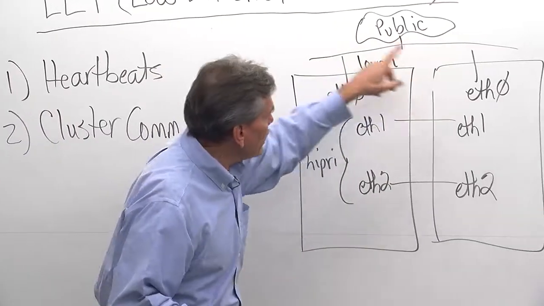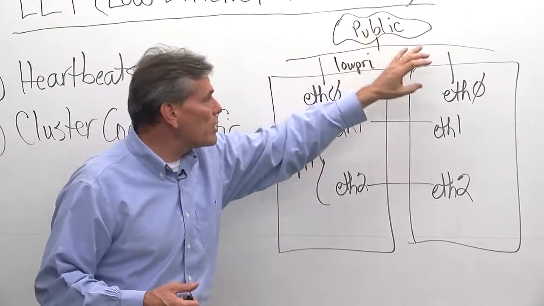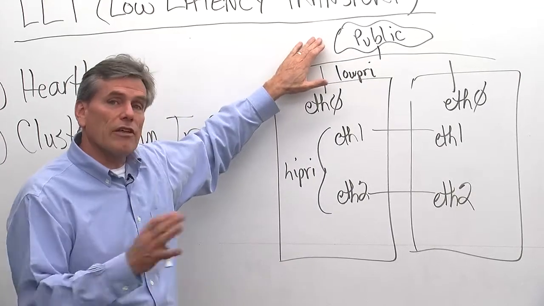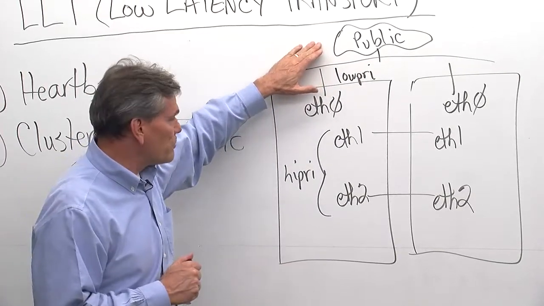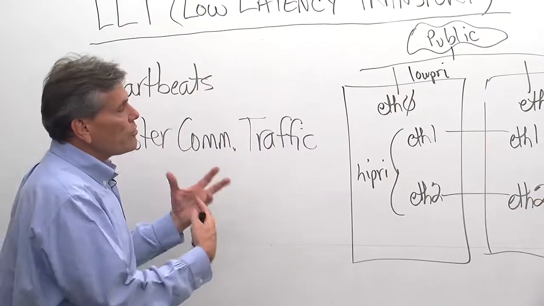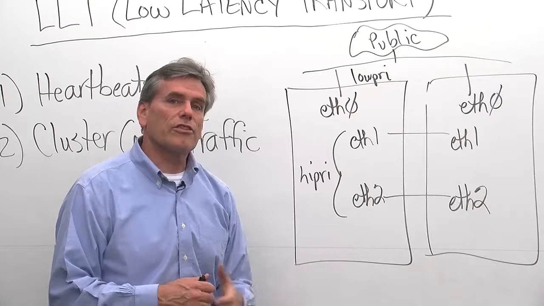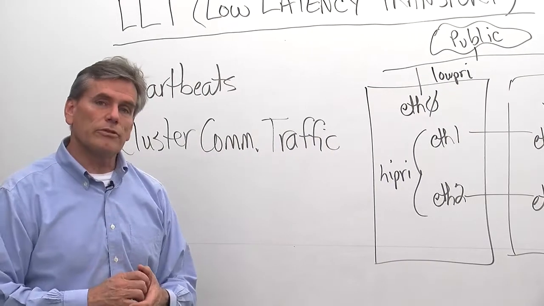The low-pri link, again, all we're going to do is heartbeat every second. That's it. Because again, we don't want to impact any of the application communication. So these are the key things, and LLT is responsible for all these NICs and sending anything across the wire to the other nodes.